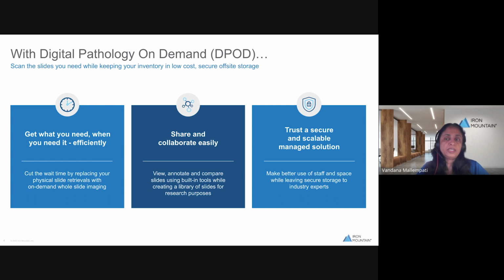Sharing and collaboration is the second pillar. By eliminating the physical movement of slides, we can now view, annotate, and compare without having the slides physically underneath the glass microscope. And finally, we can use a secure and scalable solution to manage the growing digital inventory. Iron Mountain has made significant investments in digital pathology, and we are definitely industry experts in protecting the assets.